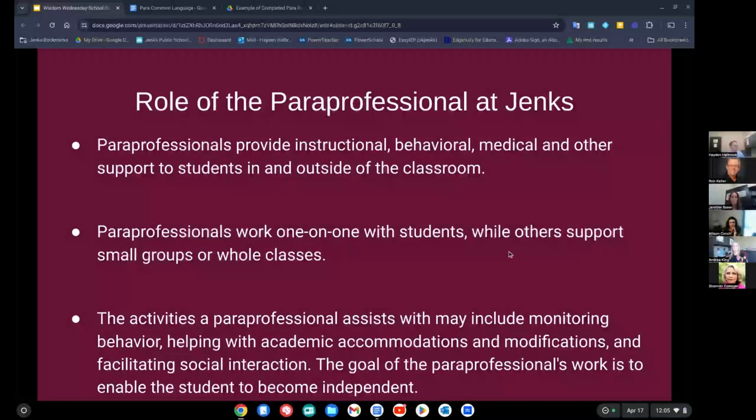But of course, our goal is to make them more independent. So the goal is to gradually take that para support away as soon as we can.